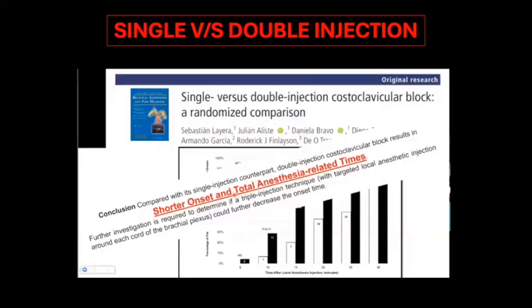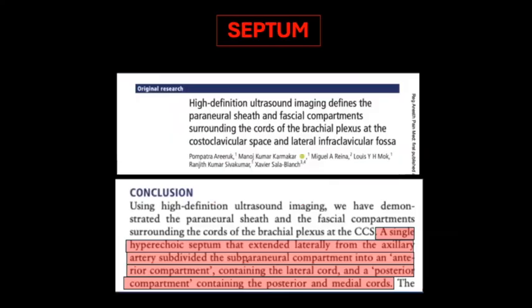A study is done by Sebastian Lyra about the single versus a double injection, and what they found, with the double injection there is a shorter onset time, and the time required for complete analgesia is also less in costoclavicular.